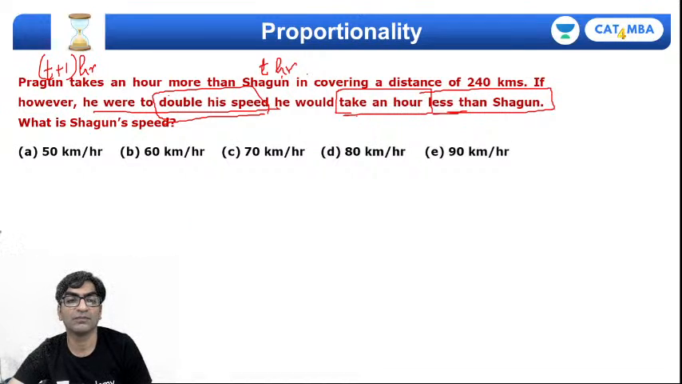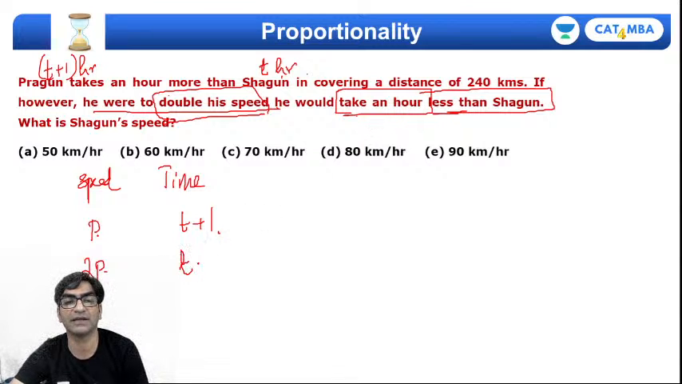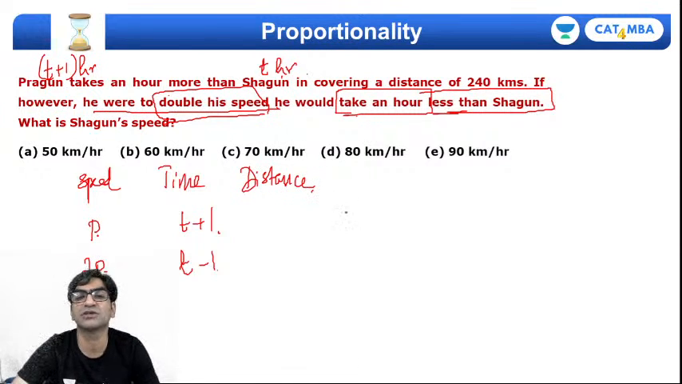Think about Pragun's speed versus time. Usually Pragun travels at a speed which is p, let's say, and he takes time which is t plus 1, right? Today he doubles his speed, which means he travels at 2p, and the time taken is 1 hour less than Shagun, t minus 1. But think about it. What about distance here? Isn't Pragun traveling the same distance? So d1 and d2 will be equal, right?